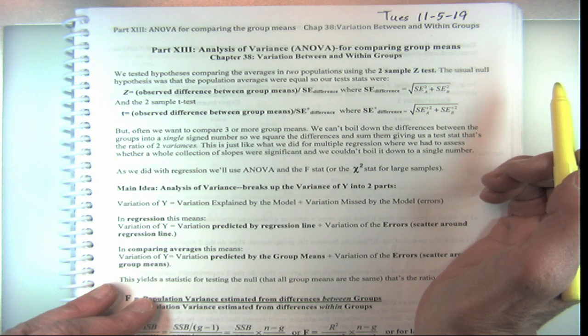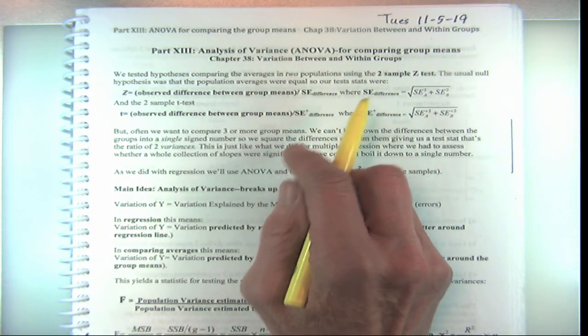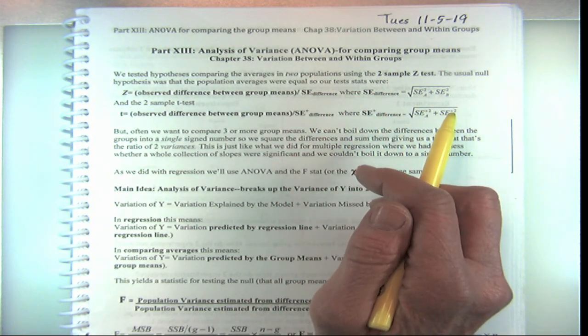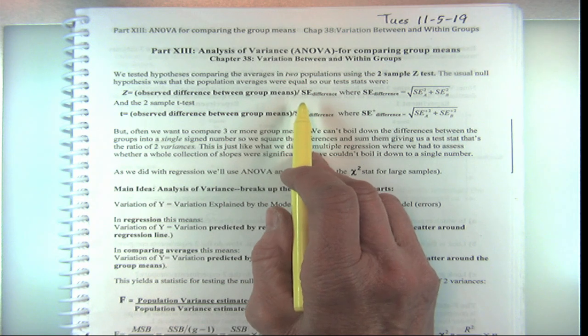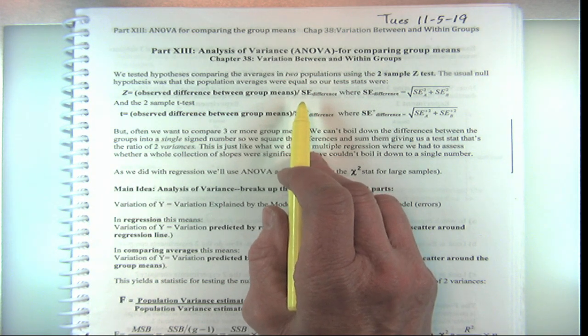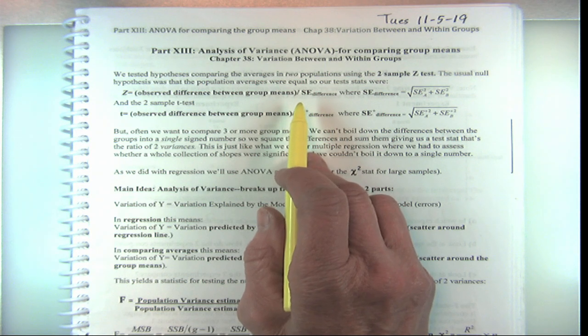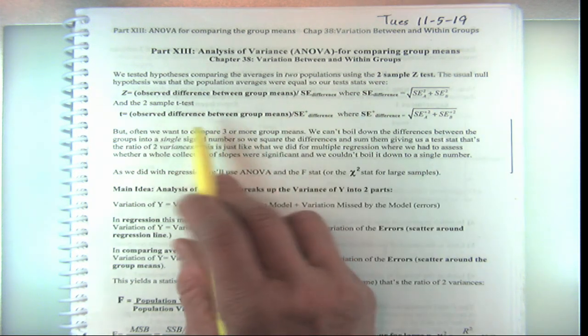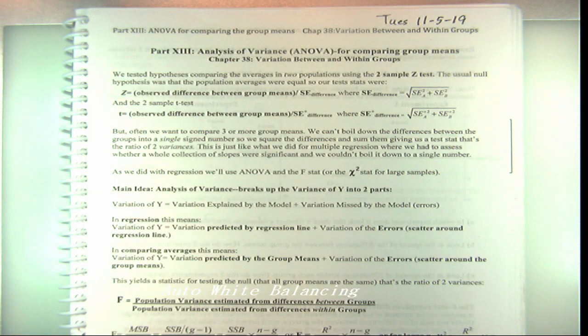So remember, what we do when we compare two group means, the null was there's no difference between the groups, and we just looked at the observed difference minus the expected, which was 0 under the null, over the standard error for the difference. And we did that with a z or a t, right? And we could do that.